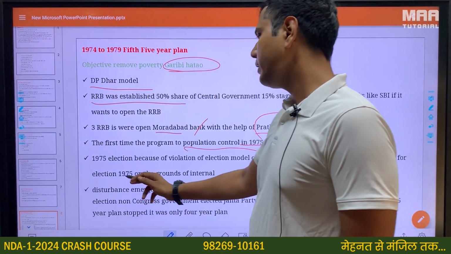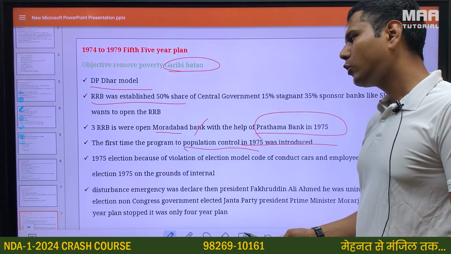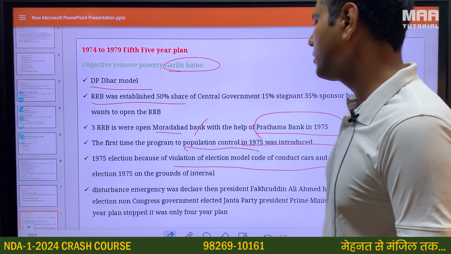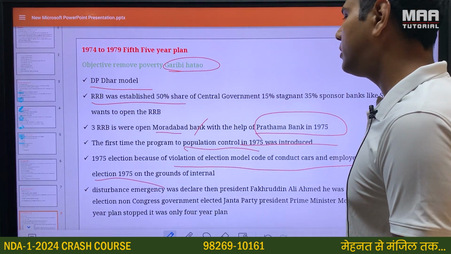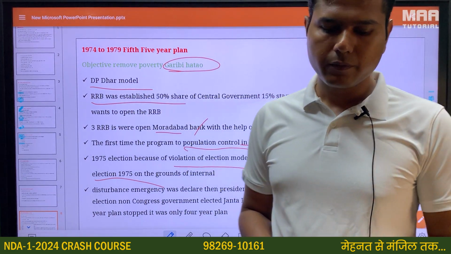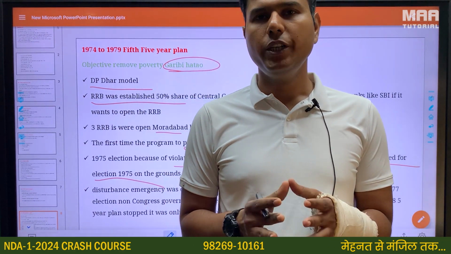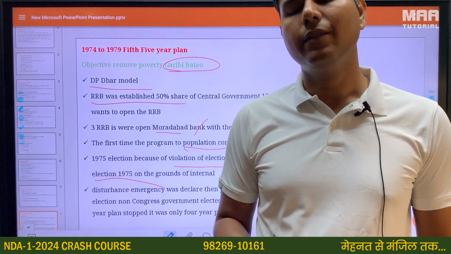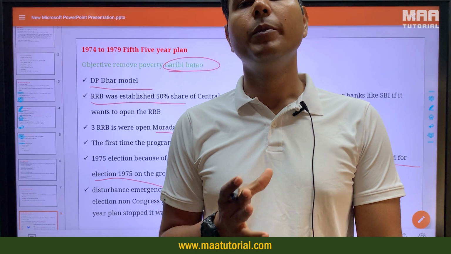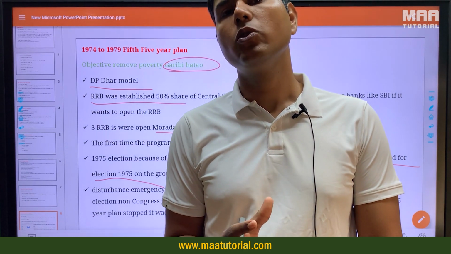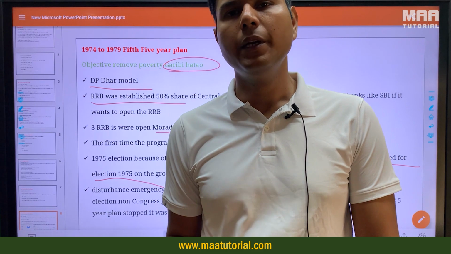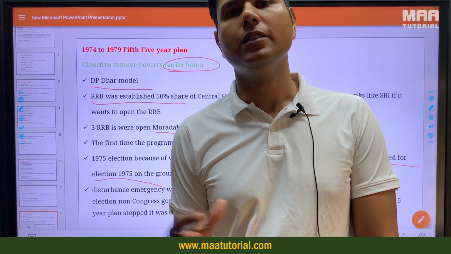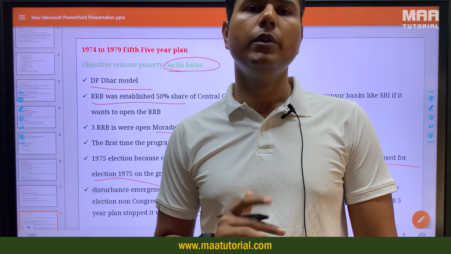Okay. The 1975 election took place, and in violation of the election model code of conduct, government employees were used on the ground. See, the judiciary declared these elections invalid because there was proof that the government used government employees, vehicles and other government assets for the promotion of their election campaign, and under these circumstances the election was deemed invalid.